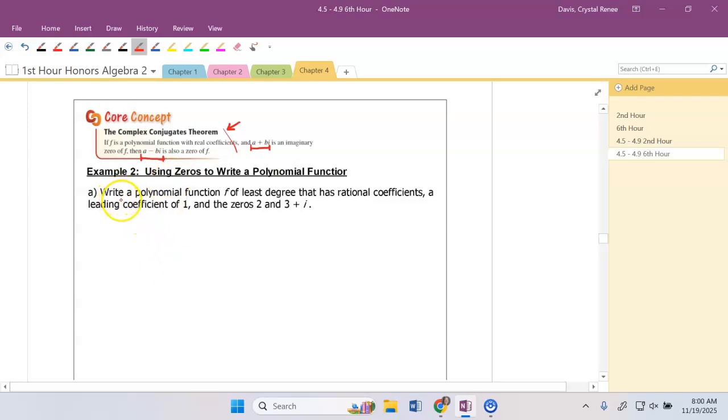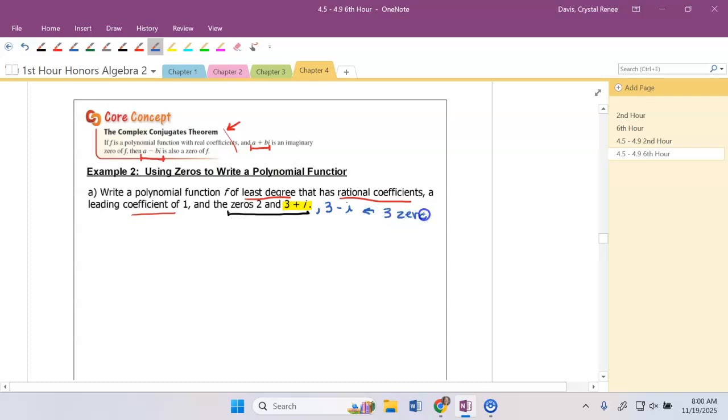If I look at example 2, it says write a polynomial function of least degree that has rational coefficients and a leading coefficient of 1. And I know the zeros are going to be 2 and 3 plus i. Well, if 3 plus i is a solution, I know that 3 minus i is also a solution. So in other words, the minimum number of zeros I can have is 1, 2, 3.